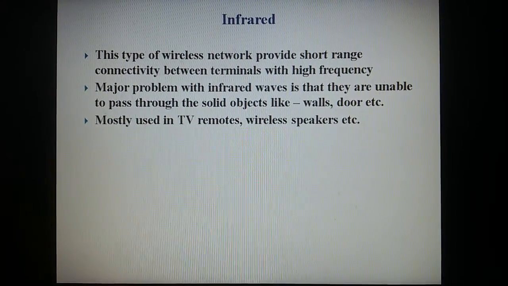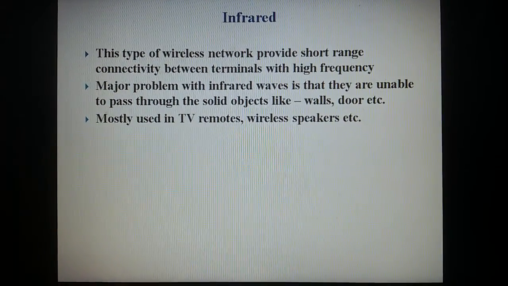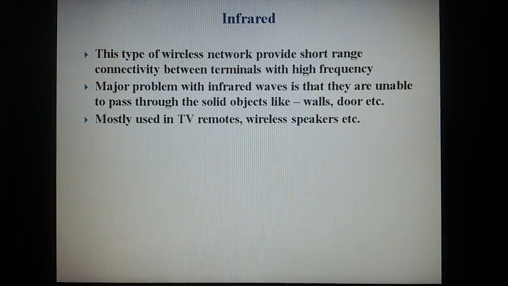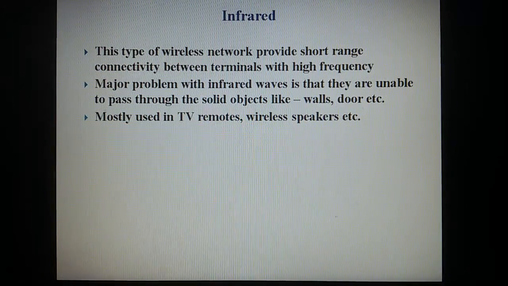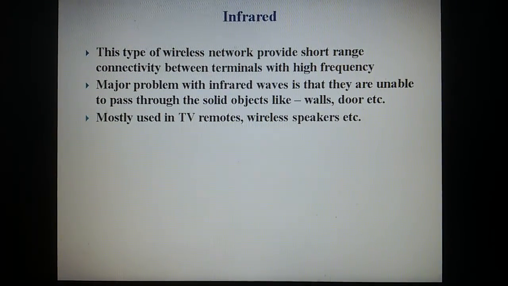Infrared. This type of wireless network provides short-range connectivity between terminals with high frequency. The major problem with infrared waves is that they are unable to pass through solid objects like walls, doors, etc. Mostly used in TV remotes, wireless speakers, and many more devices.